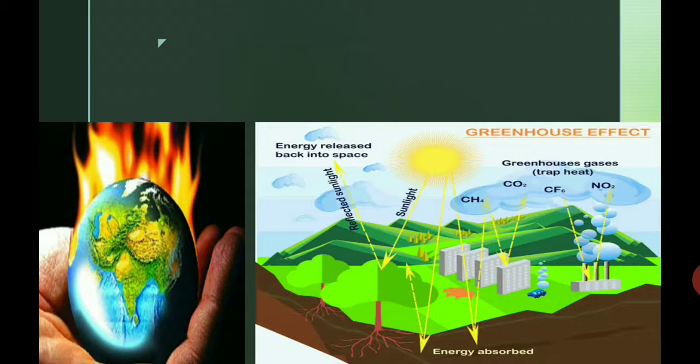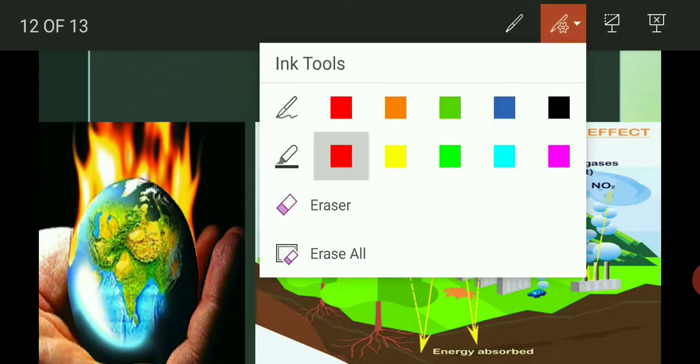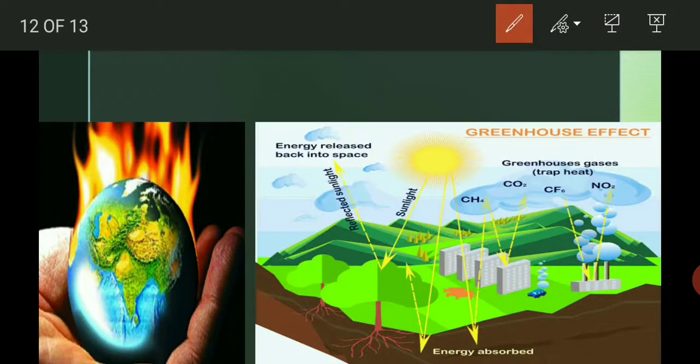Next, look students, here what is happening? The earth is just burning out, no? What is it known as? That is global warming. Why does global warming happen? The main reason is the greenhouse effect. In this picture you can see some gases that affect our earth. Here are the names of some gases.